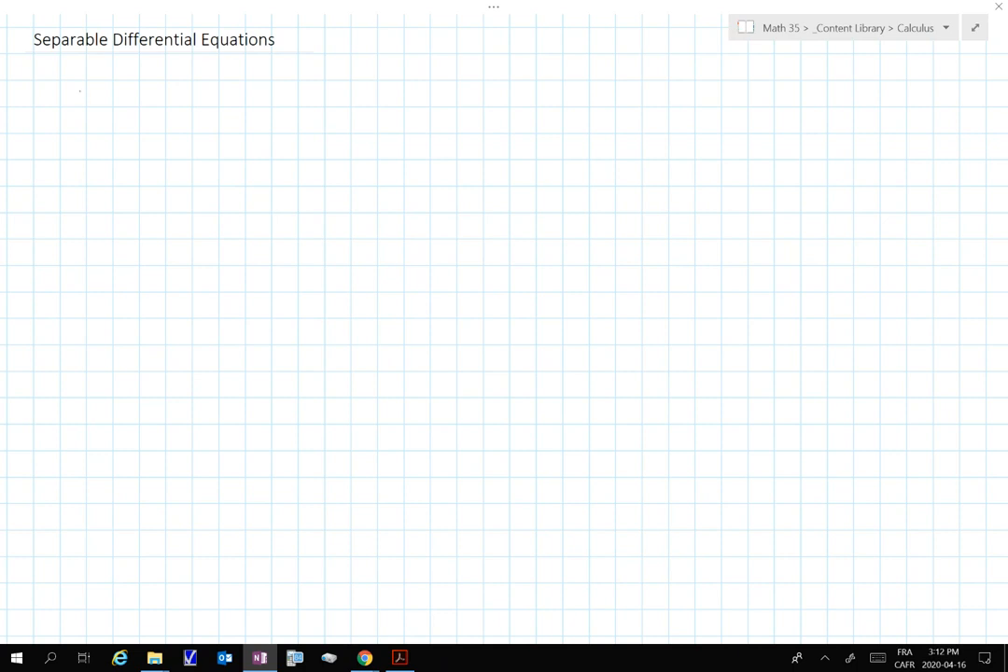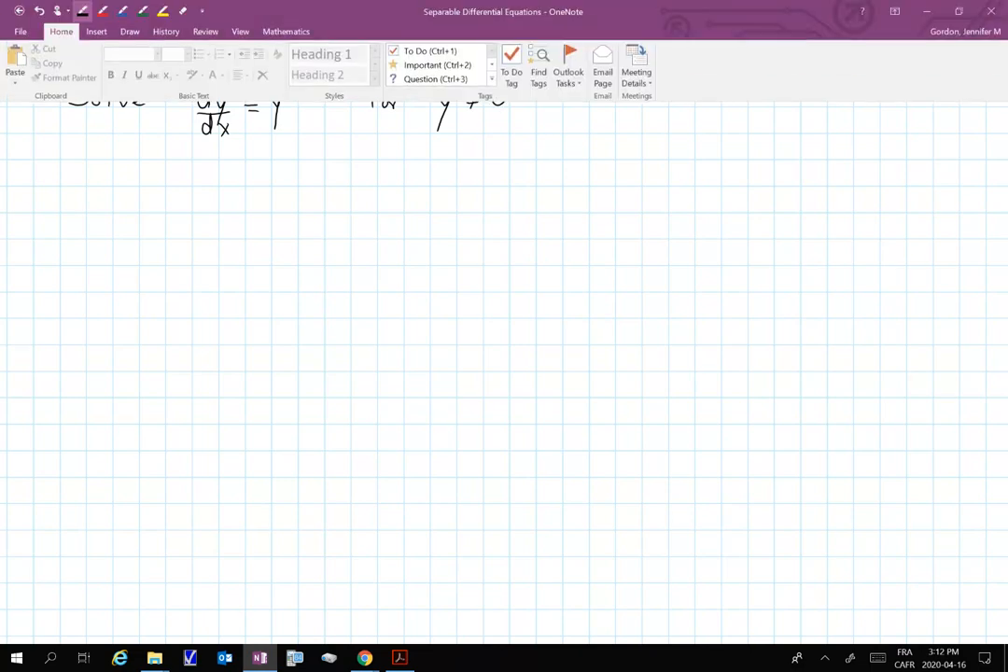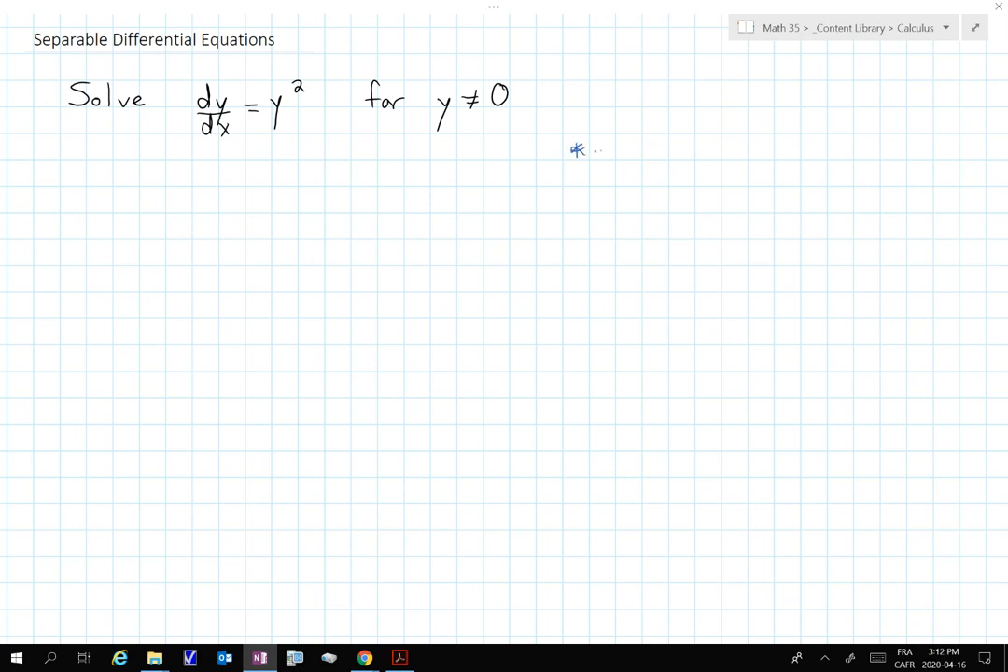We're going to start with a pretty straightforward one. So we are going to solve dy dx equals y squared. And we're specifically going to solve it for values where y does not equal 0, because if y does equal 0, then we just have dy dx equals 0, which means we just have y equals some constant.